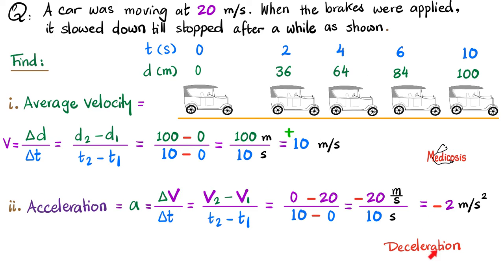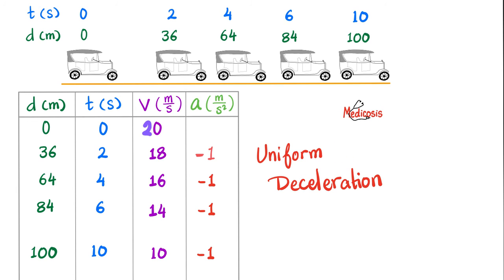And here is the same answer in color. Velocity is positive, acceleration is negative. They are opposite because we're slowing down. Let me tell you how you recognize uniform deceleration from a table. So at 0 time, I did not move any, but my velocity was 20 until I stopped.